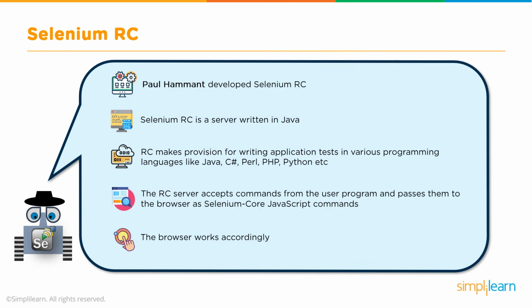So Selenium RC was developed by Paul Hammond. He refactored the code which was developed by Jason and was credited with Jason as a co-creator of Selenium. Selenium Server is written in Java. It is used to write web application tests in different programming languages, as it supports multiple programming languages like your Java, C#, Perl, Python and Ruby.